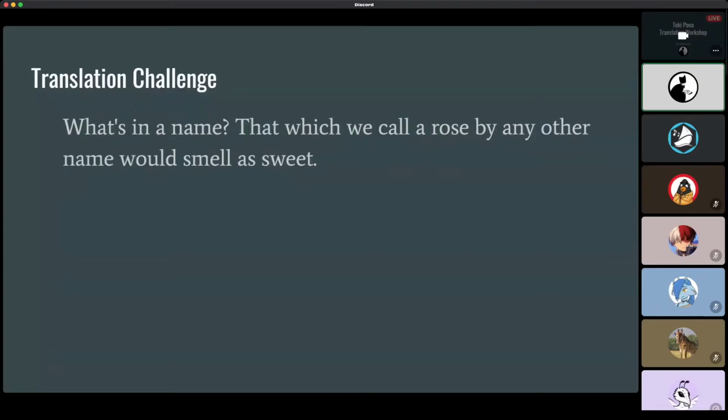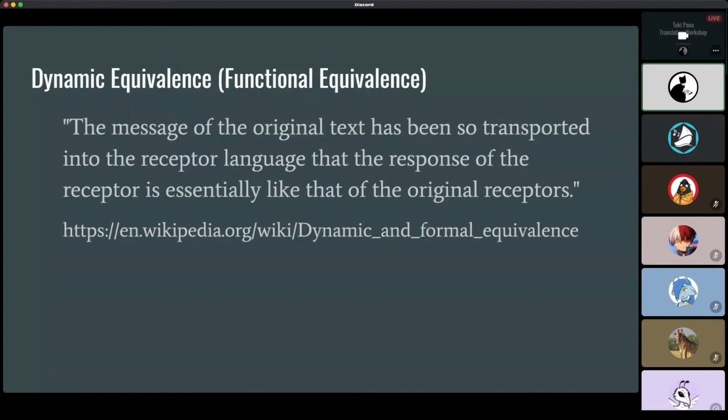All right, so what I would like to talk about is a concept called dynamic equivalence in translation, aka functional equivalence. So this is something that was proposed by a guy called Eugene Nida, who's a big name in the Bible translation world. So dynamic equivalence, or what he later called functional equivalence: the message of the original text has been so transported into the receptor language that the response of the receptor is essentially like that of the original receptors.